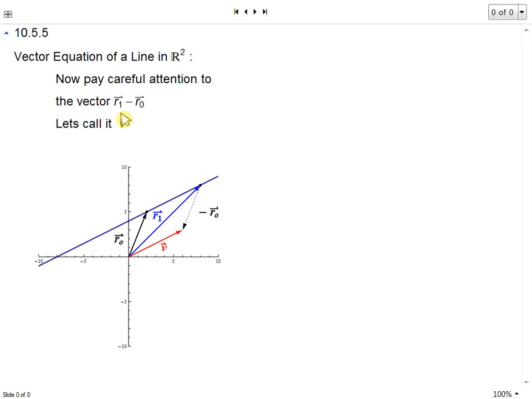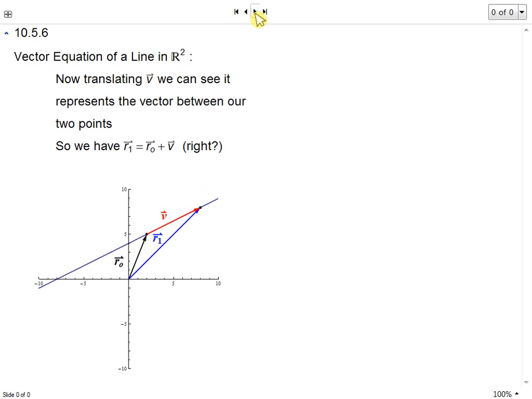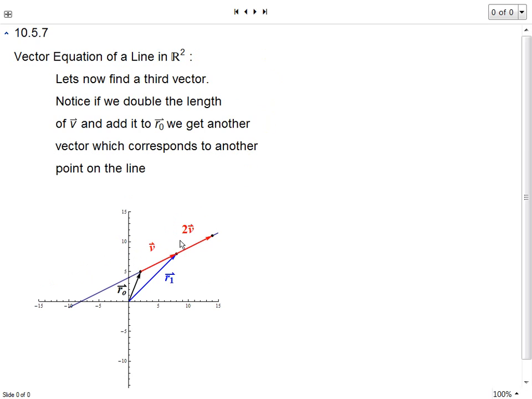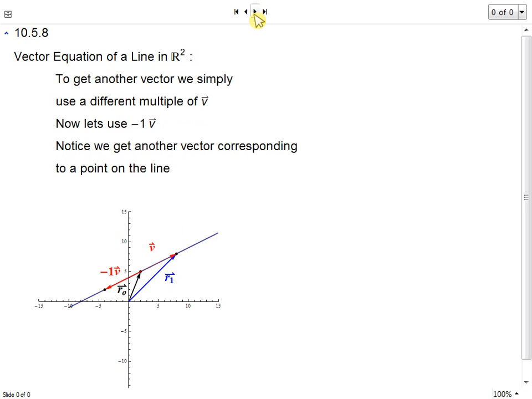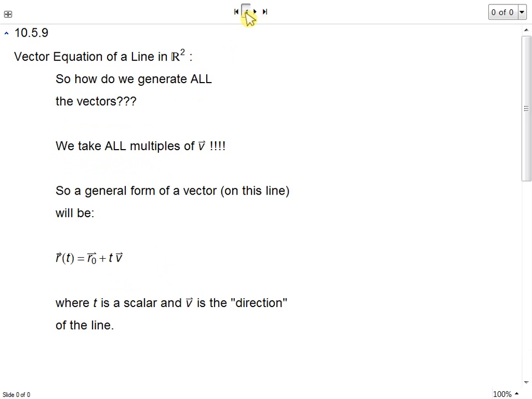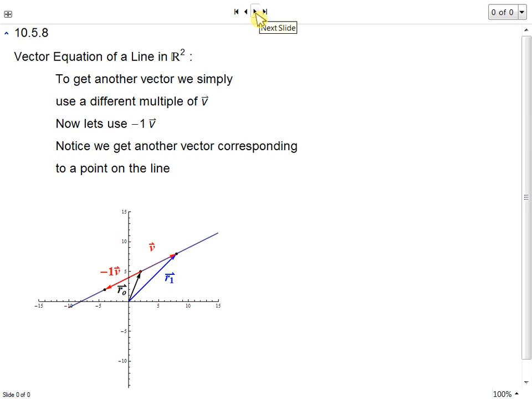But we can slide that v up, can't we? There we go. So v, what do you notice about v? V is parallel to our line, isn't it? It's a new vector that's actually parallel to our line. So if I look at 2v, I double what v is, I would be out here, wouldn't I? And if I do negative v here, then I'm on the other side. So how can I get the whole line?